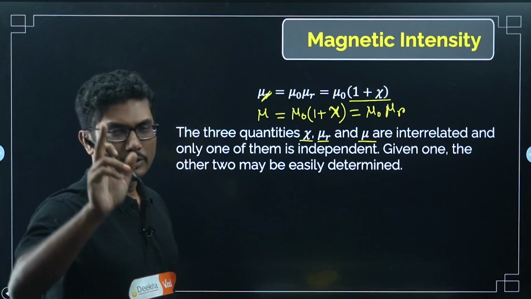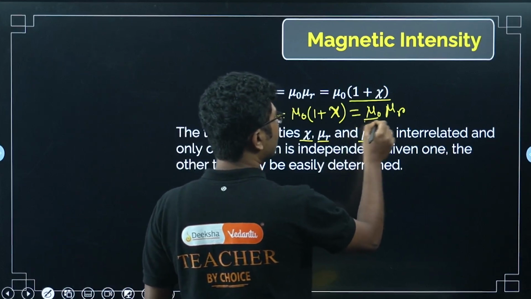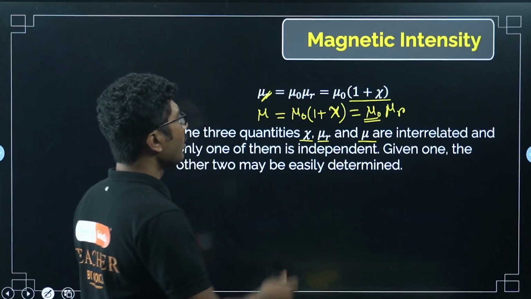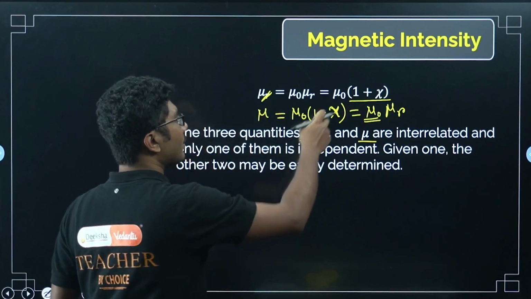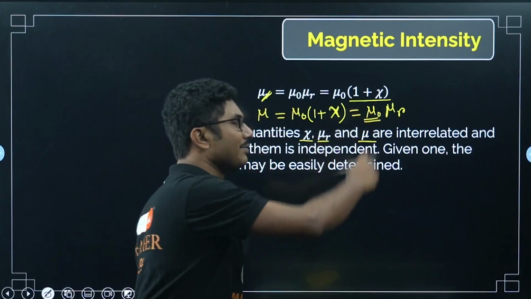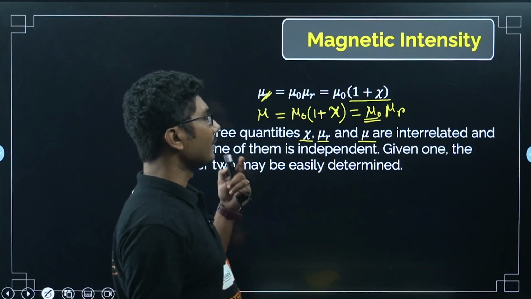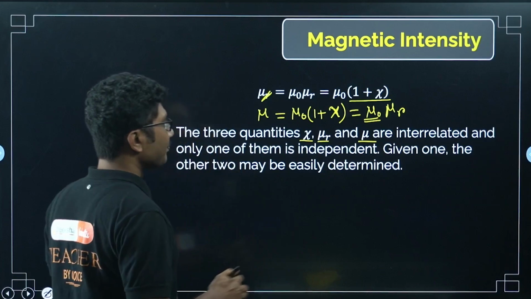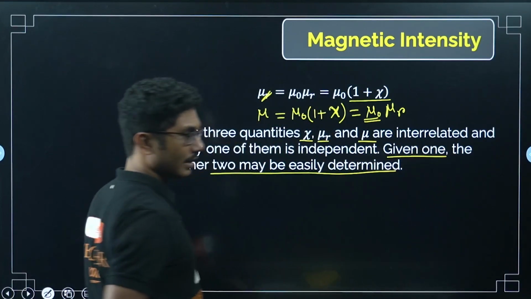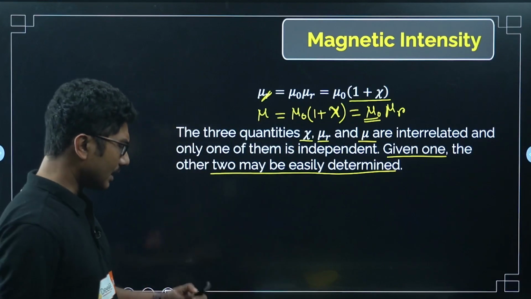That means one will be given to you, and you can calculate the other two variables because mu naught is a constant. Mu naught is 4 pi times 10 to the power of minus 7. So if mu is given to you, you can simply calculate chi by dividing that mu with mu naught. Similarly, if mu r is given to you, you can calculate chi and mu as well. So all the other quantities can be calculated if one quantity is given.